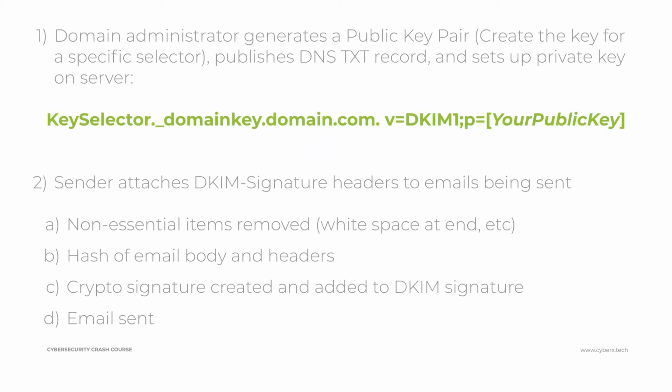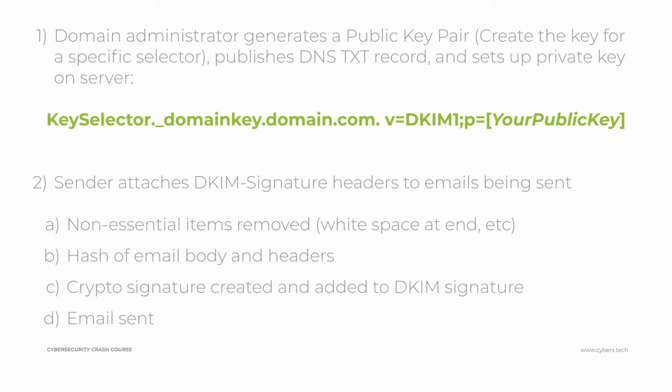So let's see how DKIM uses this. A domain administrator will generate a public key pair that is used for a specific selector, and they publish that record and they set up a private key on their server. So the way this would look in this record would be just like the bold you see, where the v=DKIM1 and the p would be the public key of that organization or that department if they are getting that granular. Next, when someone sends an email, they attach a DKIM signature header to every email that's sent.